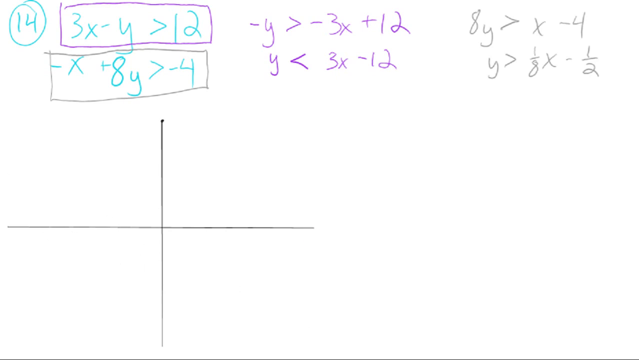Alright, so for the purple first, y is less than 3x minus 12. Our y-intercept is at negative 12, so we'll go 6, 12, and up 3 and to the right 1. And it's strictly less than, so dotted line.